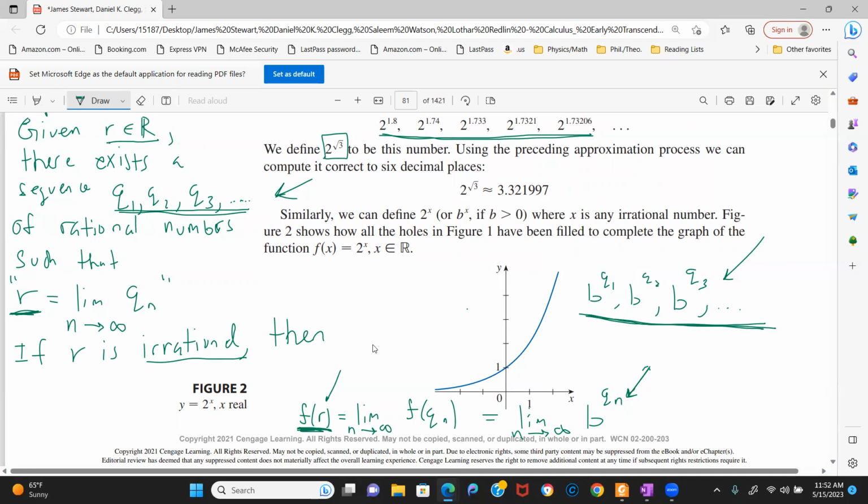And so you can define 2 to the x where x is any irrational number, going through this similar process of taking your irrational number, fitting it between 2 rational numbers, getting better and better approximations of it, and then taking a sort of limit.